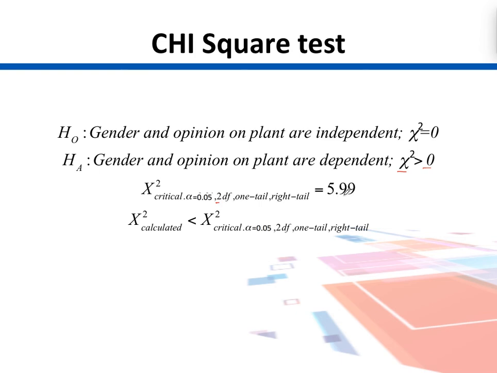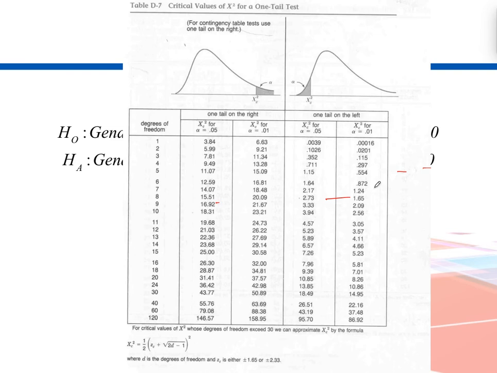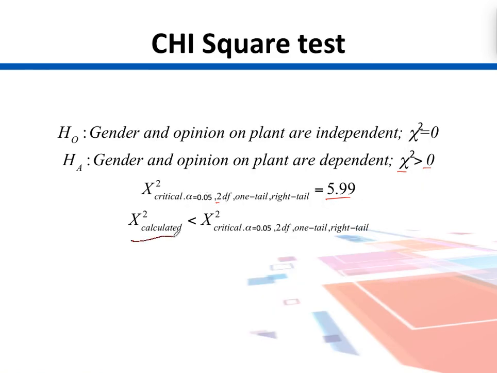This is a one tail to the right, so we get the chi-square critical value of 5.99 from the table. We go into the first half, the one tail to the right, at our alpha and 2 degrees of freedom, and this is our number. So our chi-square calculated is less than chi-square critical. We fail to reject the null hypothesis, and gender and opinion are independent. That means males' and females' opinions do not depend on whether somebody is male or female, so they are independent in their decisions.